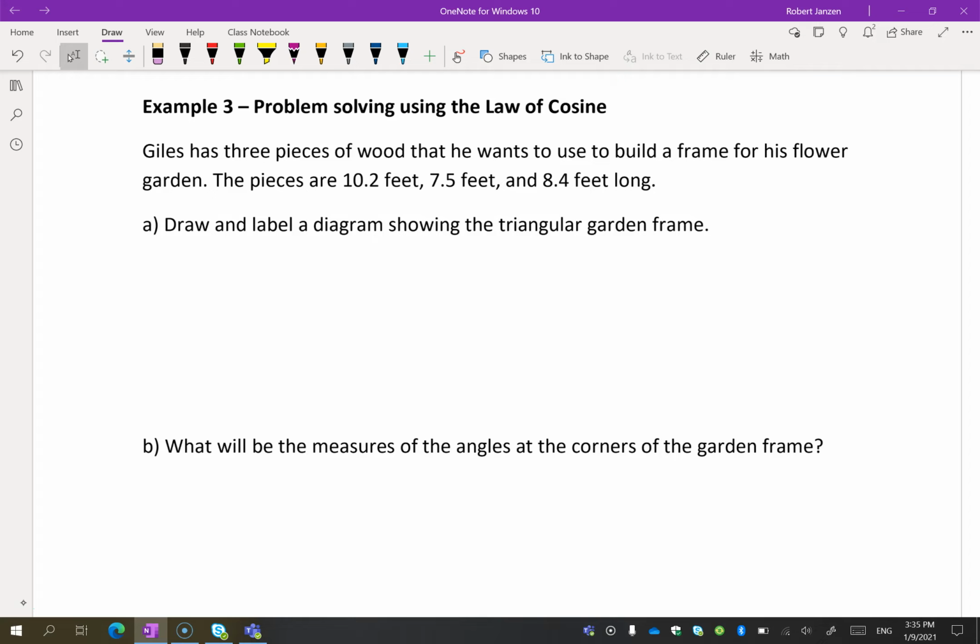Okay, so here it is. Giles has 3 pieces of wood that he wants to build a frame for his flower garden. The pieces are 10.2, 7.5, 8.4 meters long. Draw and label a diagram showing the triangular frame. You do not need to worry about doing this to scale. I'm just going to randomly put these numbers here. If the picture doesn't look right, it doesn't matter. It's a triangle with three sides. That's all you really need to worry about. Okay, so that's your diagram.